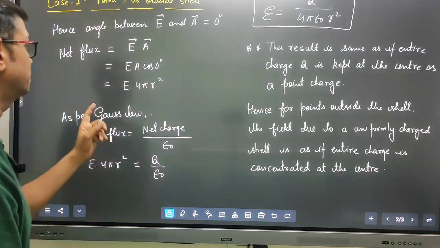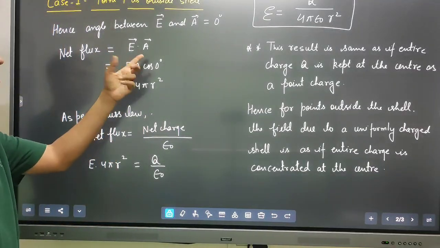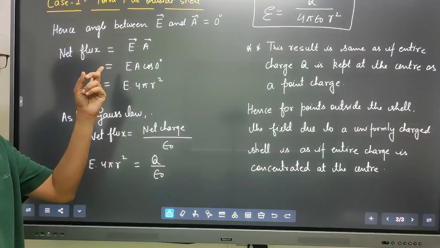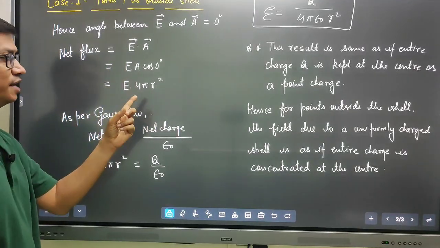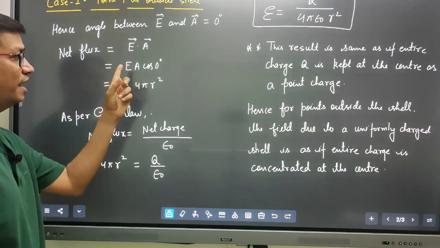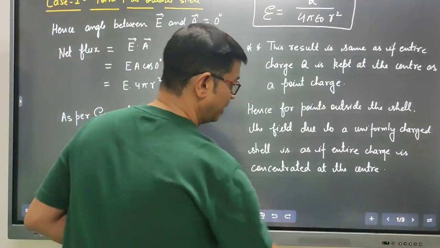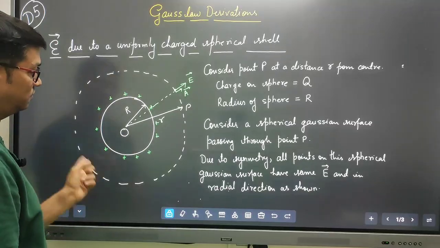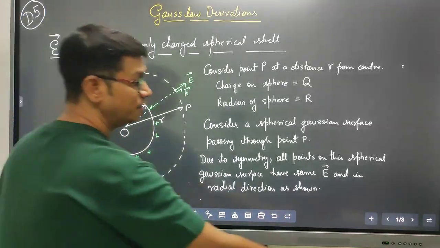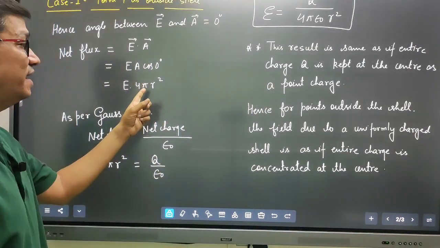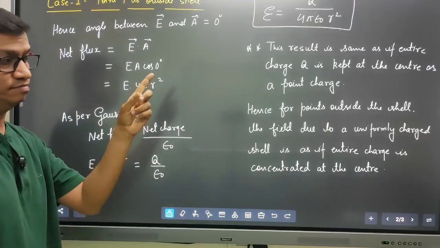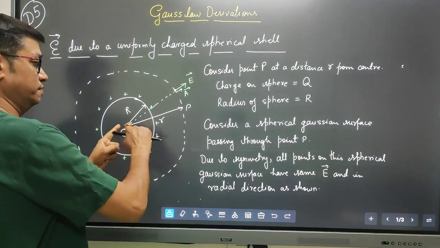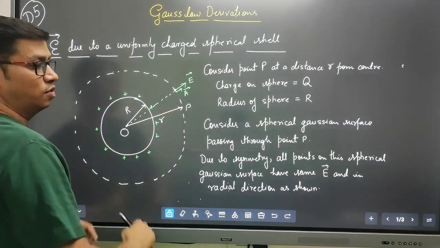So considering this, net flux would be what? E dot A, so EA cos theta, and theta is 0, as I've shown you. So E into A. E is E, and the area would be the area of the entire Gaussian surface, right? So it will be E into 4 pi r square, where this is small r.